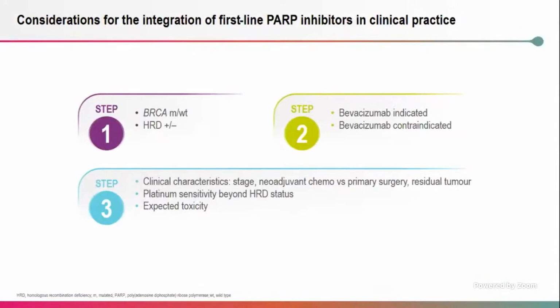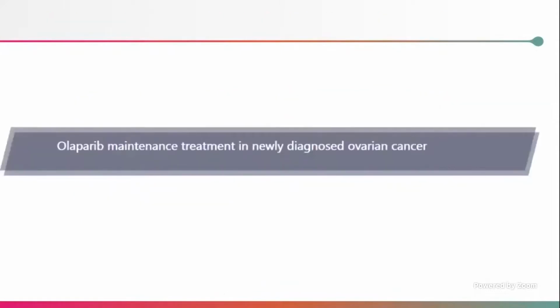So when we have the HRD report with us, how do we go about it in our clinical practice? First step is to know the report. Second, whether bevacizumab can be given to the patient, is it indicated or contraindicated? And third, the clinical characteristics: the stage, neoadjuvant chemotherapy versus primary surgery, residual tumor, platinum sensitivity beyond HRD status, and expected toxicity. So all these parameters need to be considered when we have to decide in our day-to-day practice when olaparib needs to be given.